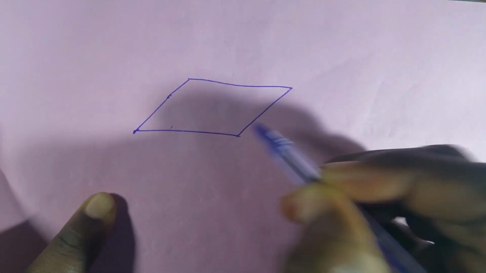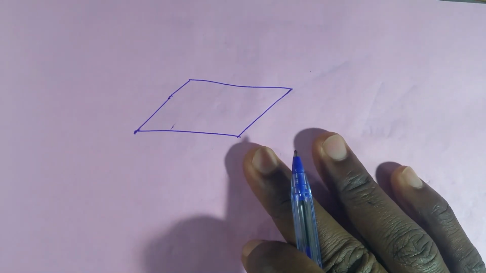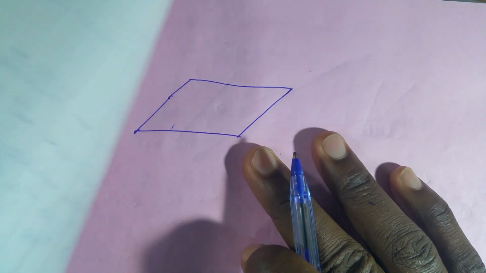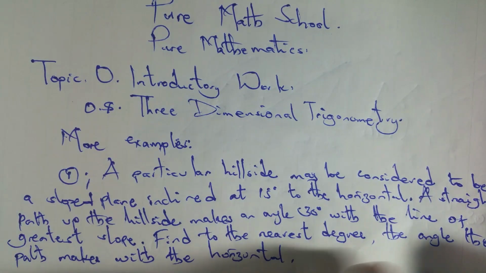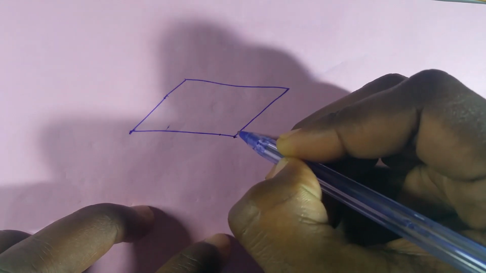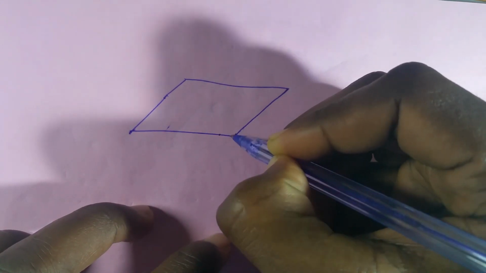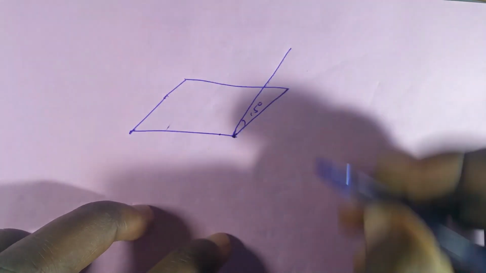Let us assume that this is our horizontal plane. Something like that. Say that's our horizontal plane, and let's flash back and see the question again. It's saying that the hillside may be considered to be a plane at 15 degrees to the horizontal. So that means we can draw a plane. Let us say a plane goes like that. This plane makes 15 degrees with the horizontal.